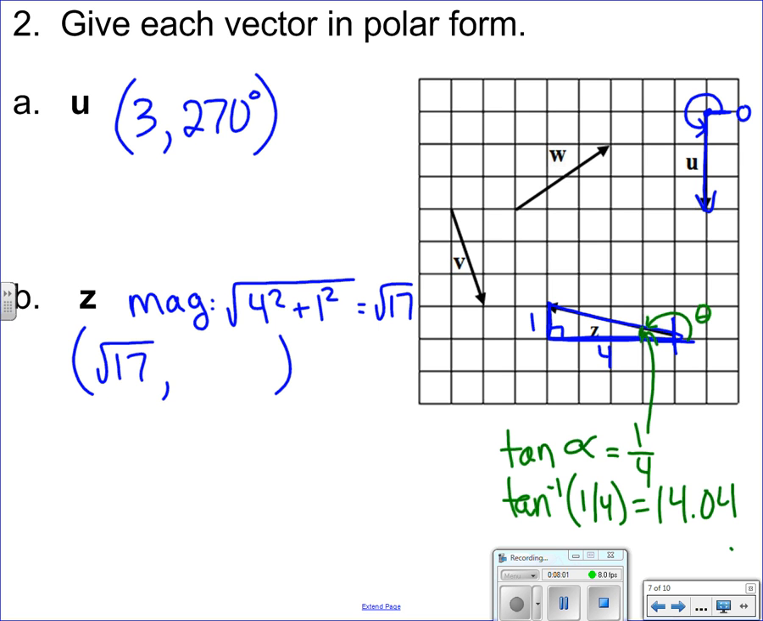But that's this angle. We need rotating from 0. So I'm going to subtract that from 180. 180 minus 14.04 to get 165.96. Next example.